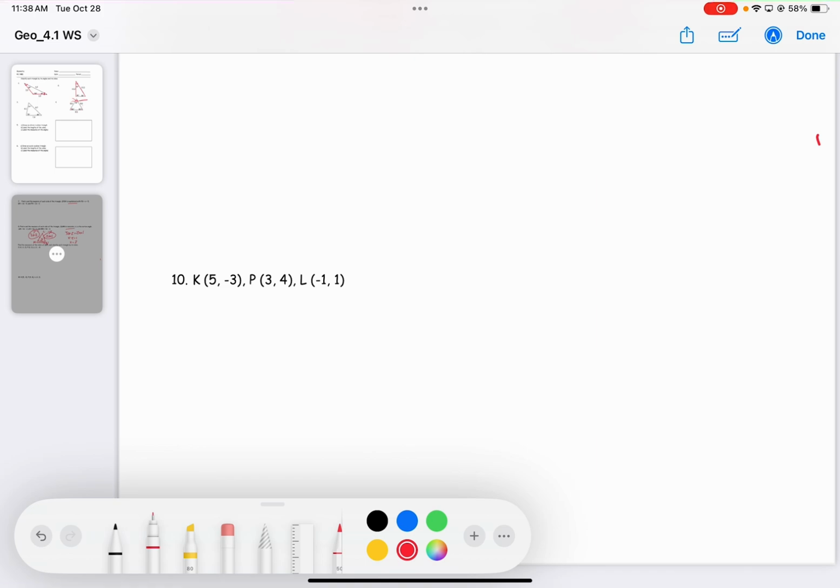What do you think? Distance formula. So I got to do distance formula a bunch of times, okay? Oh yeah, man. I can't think of a better birthday present for you, Carter, than forcing you to do distance formula. So I need to do distance of KP. I need to do distance of PL, and then I need to do distance of KL.